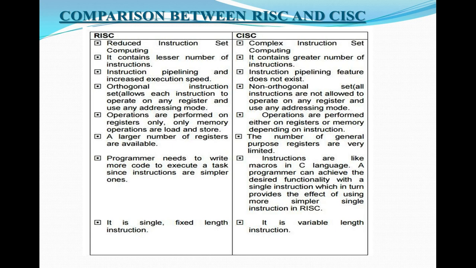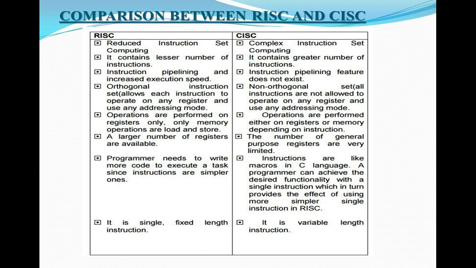While in RISC there is instruction pipelining and increased execution speed, in CISC the instruction pipelining feature does not exist. RISC has an orthogonal instruction set, which means it allows each instruction to operate on any register and use any addressing mode, and CISC is a non-orthogonal set, in which not all instructions are allowed to operate on any register and use any addressing mode. This is the difference between orthogonal and non-orthogonal.